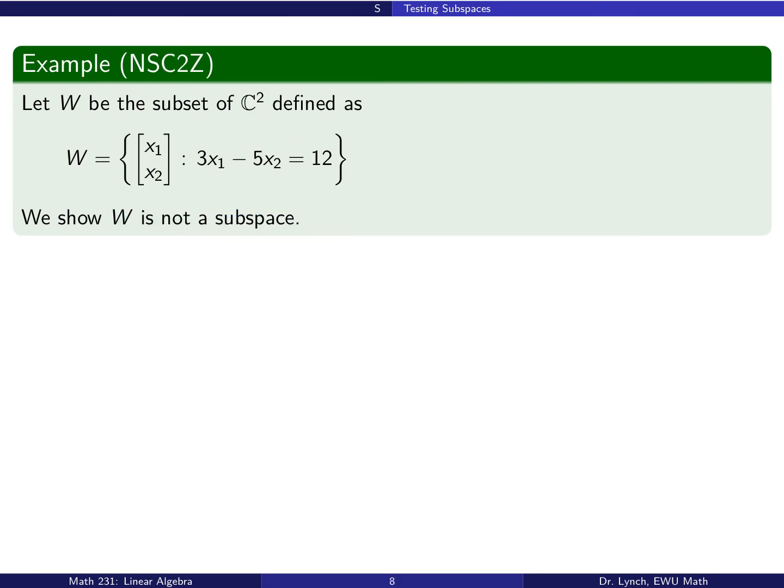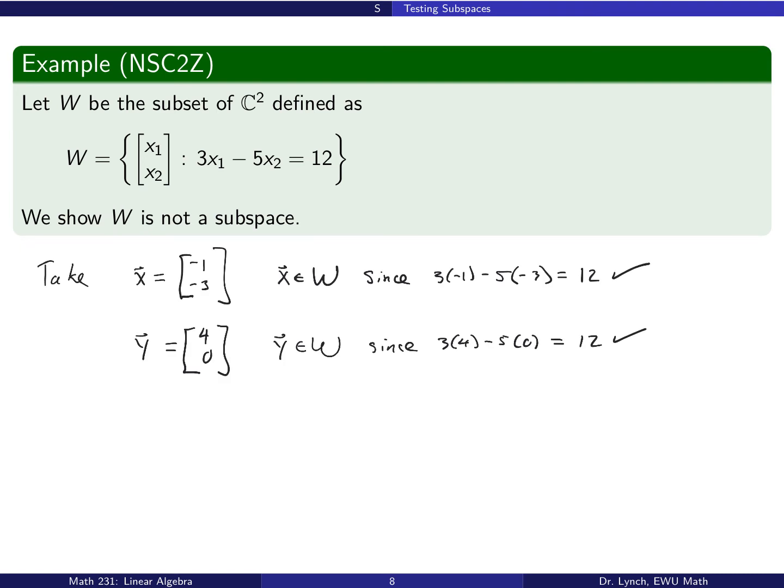Okay, here's a subset W, a subset of C2. And it turns out that this subset is not a subspace. So we'll see that just by showing that it's not closed under vector addition. So what I'll do here is I'll choose 2 elements of W and show that their sum is not an element of W. So here are 2 of those elements.